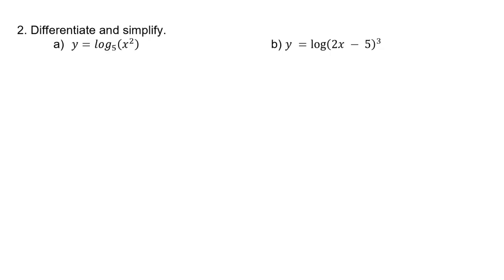Y equals log base 5 of x squared. Now the thing to keep in mind here is we need to remember the power rule of logarithms. One way to write that would be this: log base a of x to the power n is equal to n brought out front times log base a of x. Because of that power rule, before I differentiate anything, I can rewrite this as log base 5 of x, but that 2 is going to come out front. So 2 times log base 5 of x.